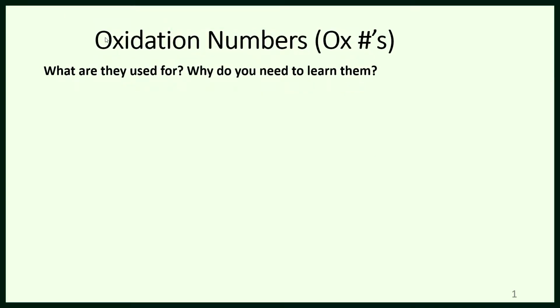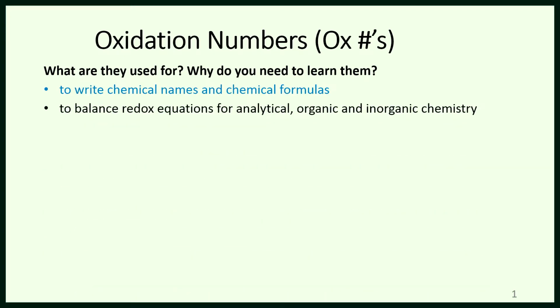Oxidation numbers. What are they used for? Why do you need to learn them? Two important applications for oxidation numbers: we use them to write chemical names and chemical formulas, and also to balance redox equations for analytical, organic, and inorganic chemistry.